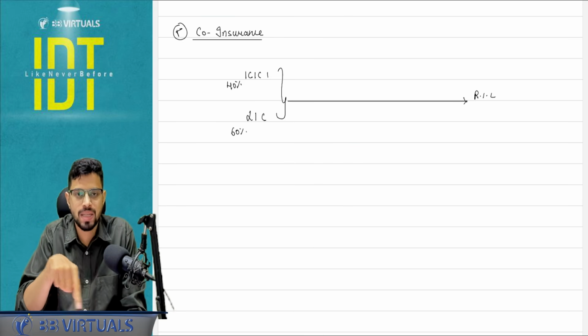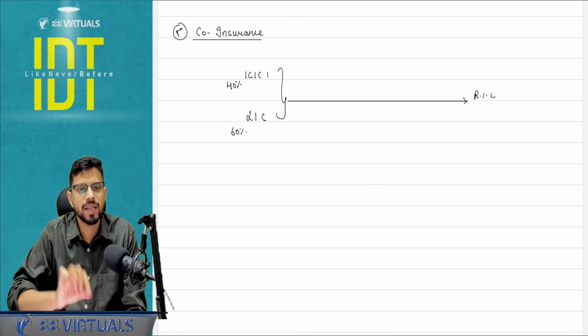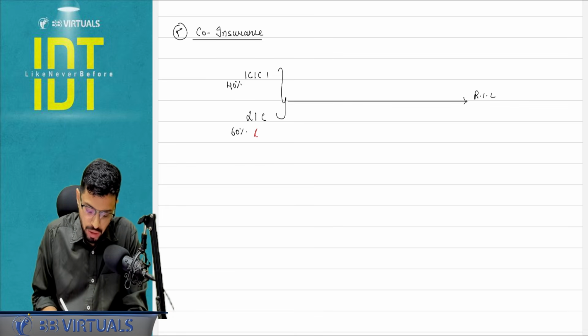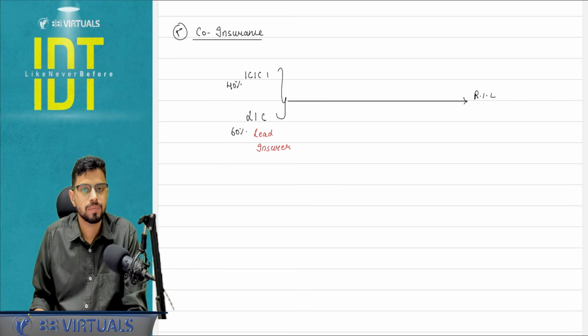Here it is not expense. Here we will talk from the point of view of income. But the concept is that there will be a lead insurer. Let's say LIC is the lead insurer. He is the face of the transaction. He is negotiating the contract. He is having the majority risk.